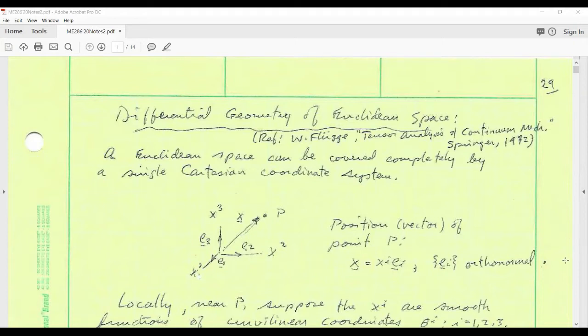So, by the way, as you probably know, one of the main applications of differential geometry is the kinematics of a continuum that we're familiar with. We'll connect this subject to kinematics shortly.